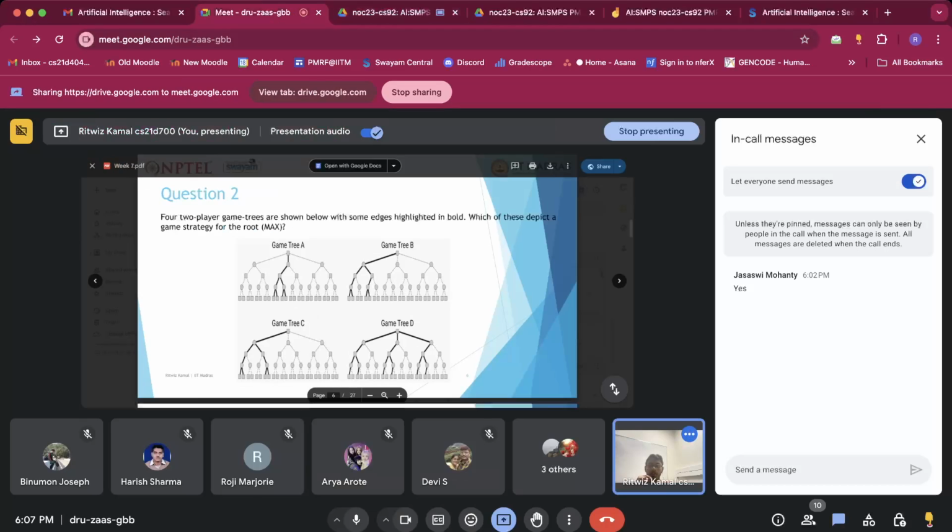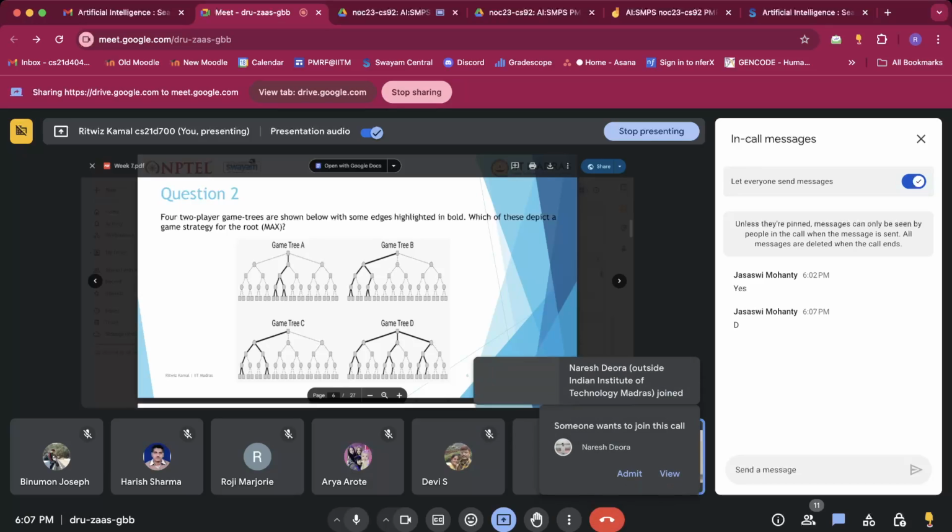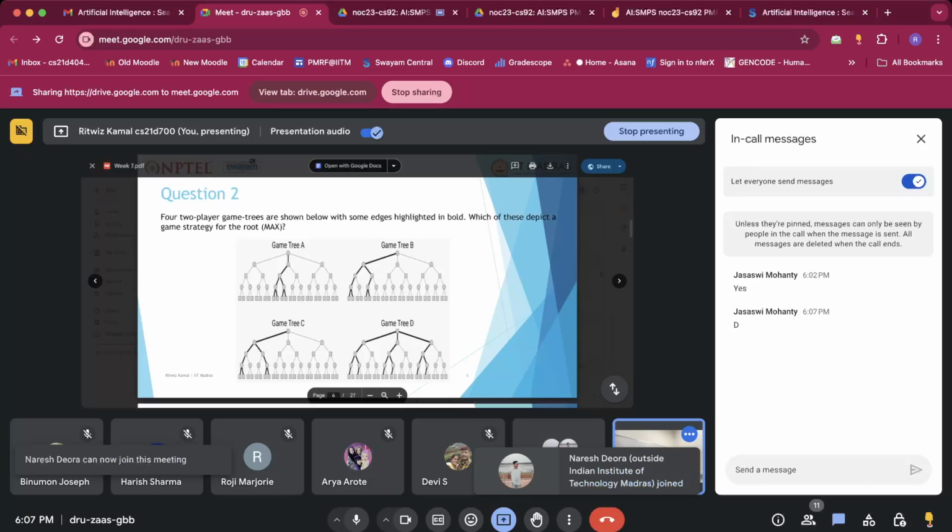What do you think will be the answer in this case? D. Okay, so D is one possible answer. Is that the only answer? And is that the correct answer? Think about it.